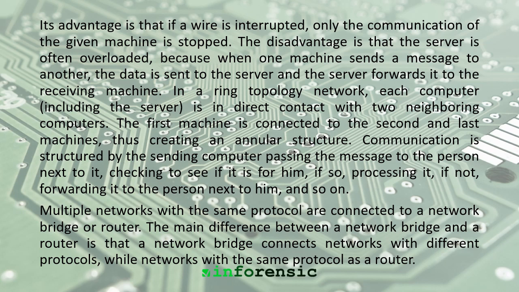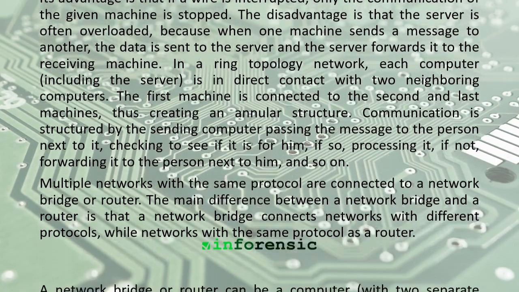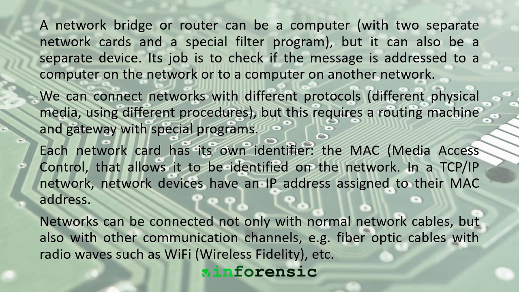Multiple networks with the same protocol are connected to a network bridge or router. The main difference between a network bridge and a router is that a network bridge connects networks with different protocols, while networks with the same protocol are connected with a router. A network bridge or router can be a computer with 2 separate network cards and a special filter program, but it can also be a separate device. Its job is to check if the message is addressed to a computer on the network or to a computer on another network. We can connect networks with different protocols, different physical media, using different procedures, but this requires a routing machine and gateway with special programs.